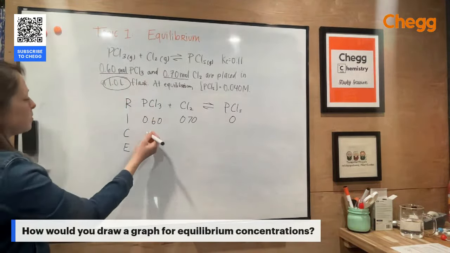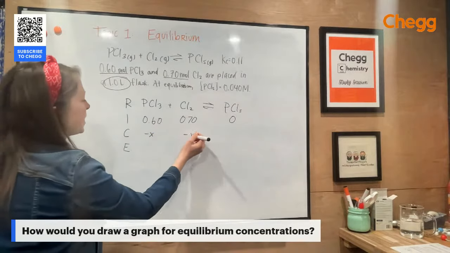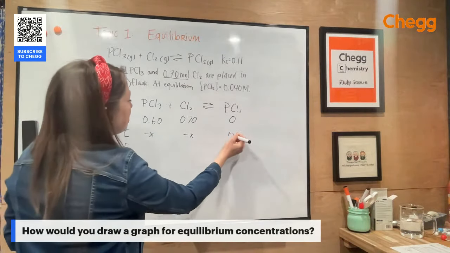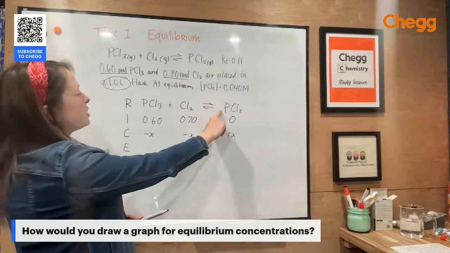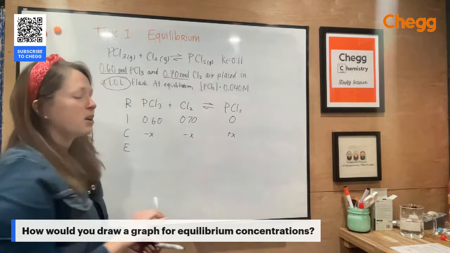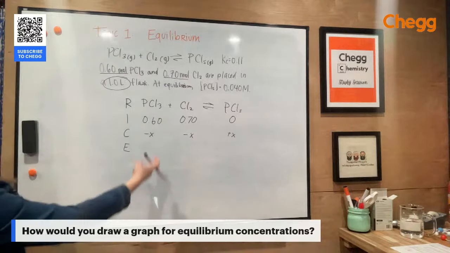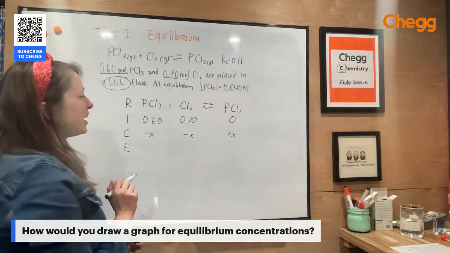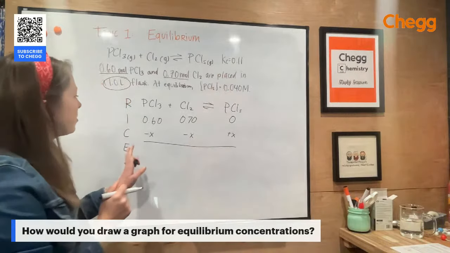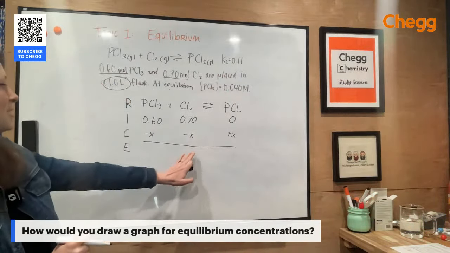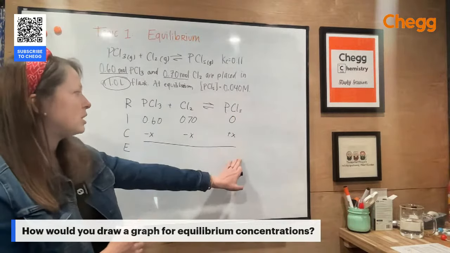So now I'm going to subtract X from this, because as the reaction continues, I'm going to be forming product, right, is what we'd expect to happen. Again, I don't have any coefficients in this balanced equation, so it's just a 1-to-1 ratio. So I'm going to subtract X from each of my reactants, add X to my products, and then go from there. So normally we'd say, okay, this is 0.6 minus X, that's 0.7 minus X, and this is just equal to X.